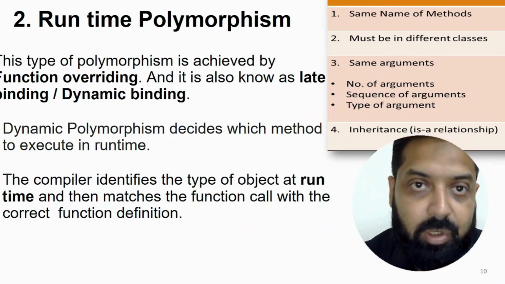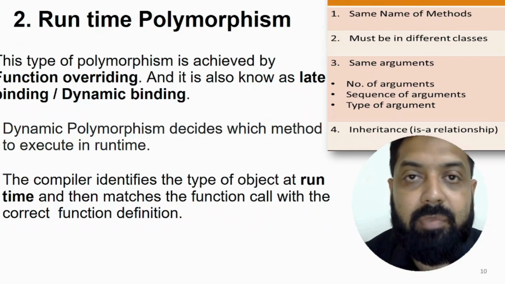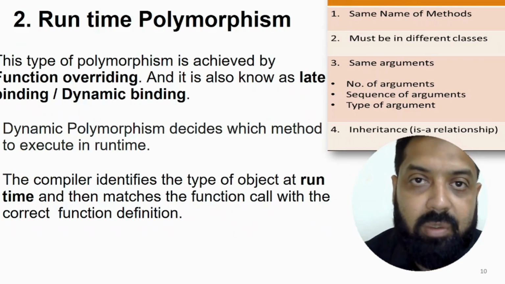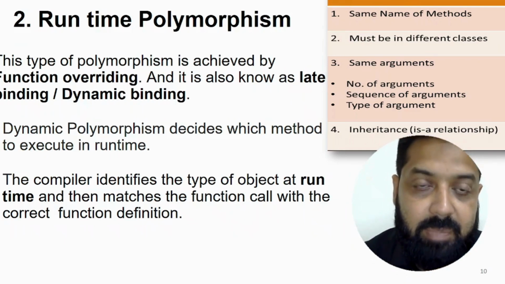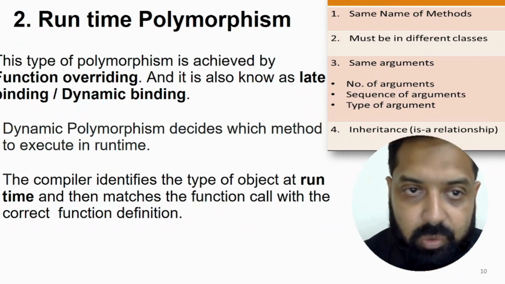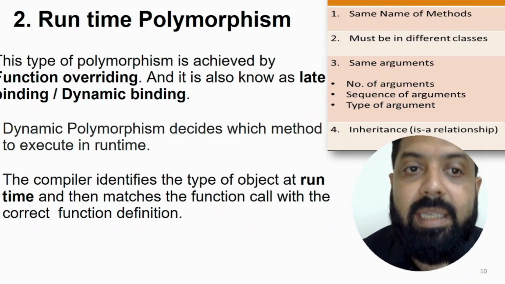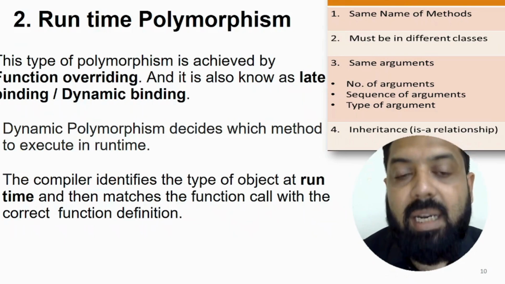I am talking about runtime, I am not talking about compile time. In compile time we don't need inheritance. You can overload two methods in the same class, but for runtime you need inheritance among different classes or between two different classes. Runtime polymorphism is also known as late binding, or dynamic binding.